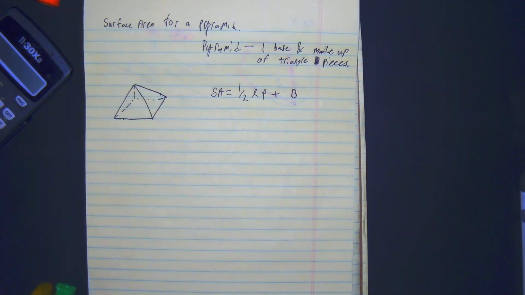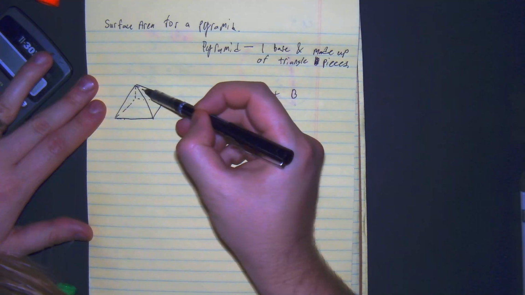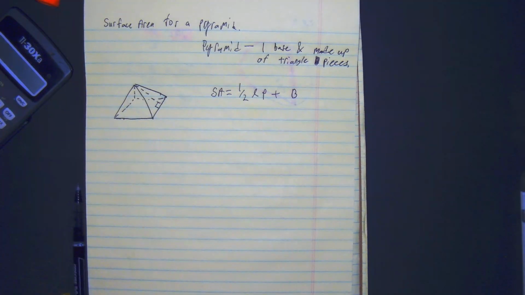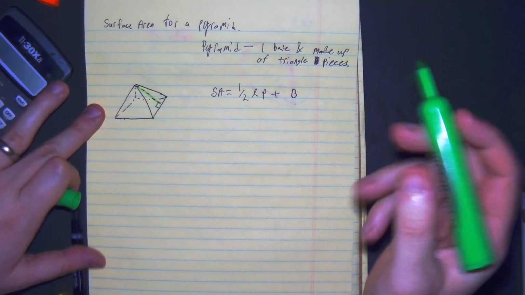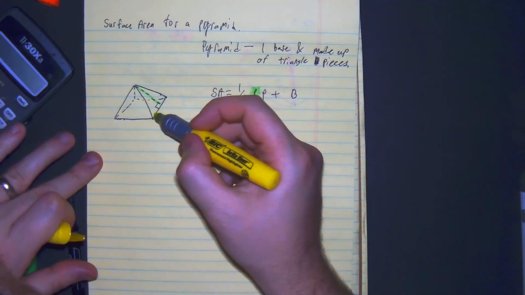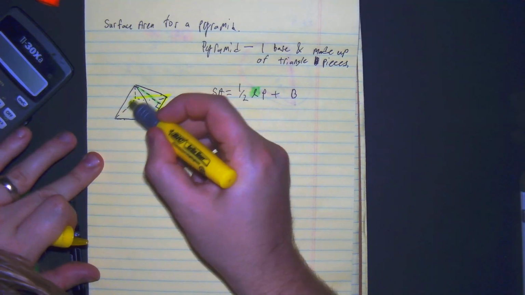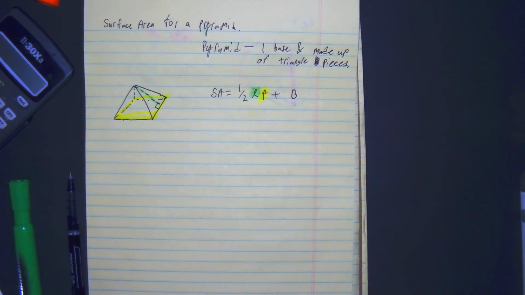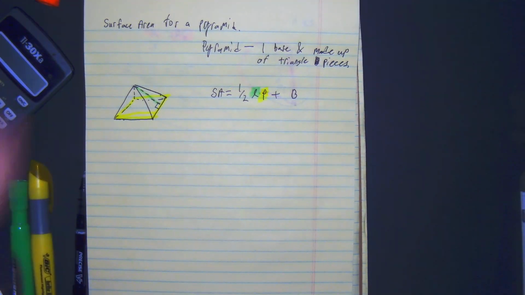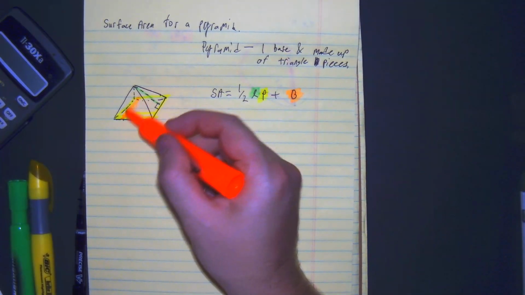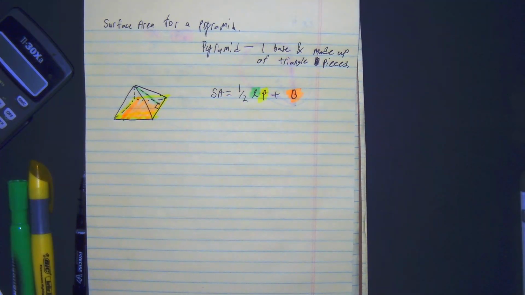So let's talk about the slant height. The slant height would look like this. So that's the slant height. The perimeter would be the distance around the base. And finally, the base itself would be the area of it.